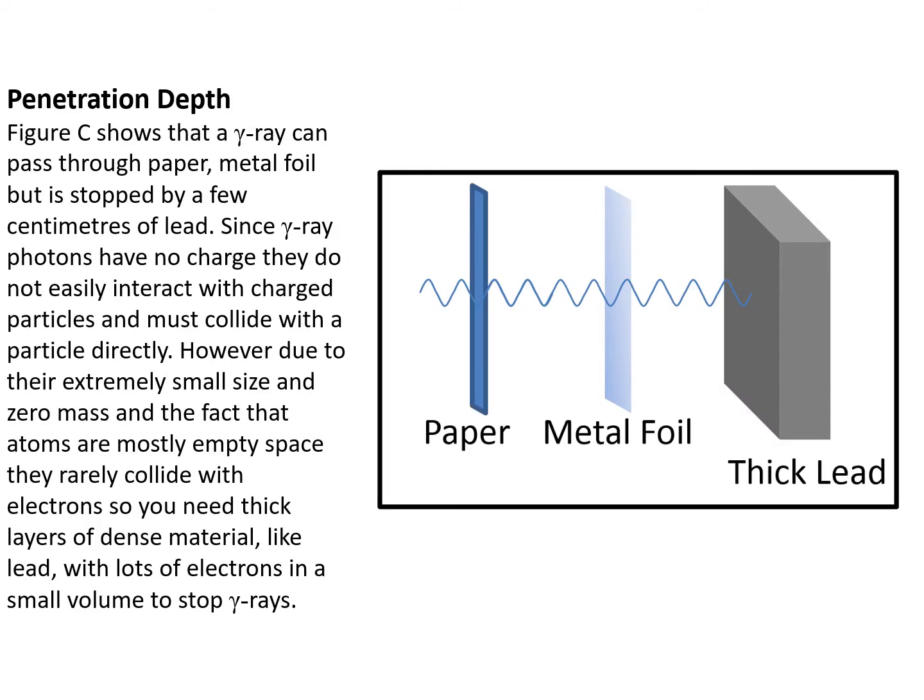Let's take a look at the penetration depth of gamma rays. Figure C shows that a gamma ray can pass through paper and metal foil, and it can only be stopped by a few centimeters thick of lead.